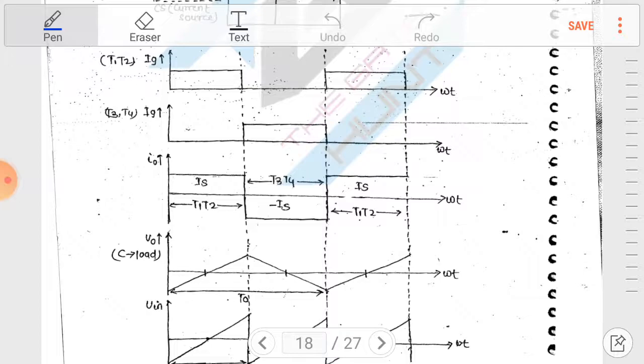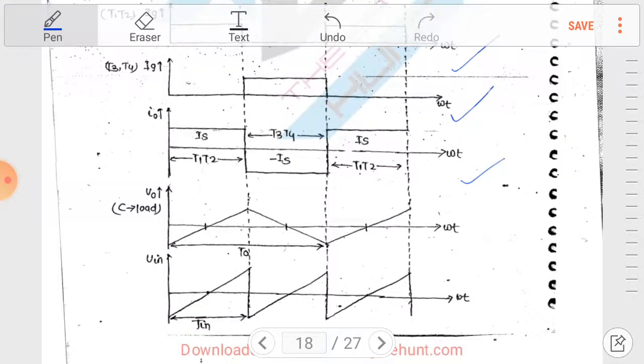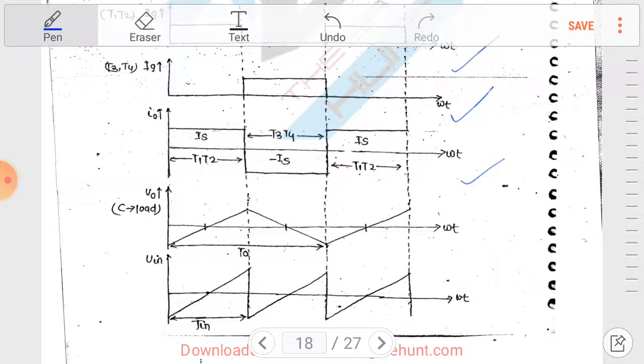These are the gate pulses represented here, and this is the I0 current, the load current, which is shown in the diagram. Output voltage here depends on the load parameters. For the resistive load, the output voltage will remain the same shape as the load current, but the magnitude will vary. What will the magnitude be in this condition? V output equals I0 into R. This will be the magnitude of output voltage and the waveform will be a square wave.